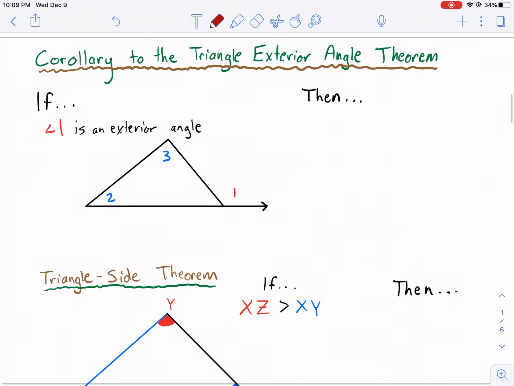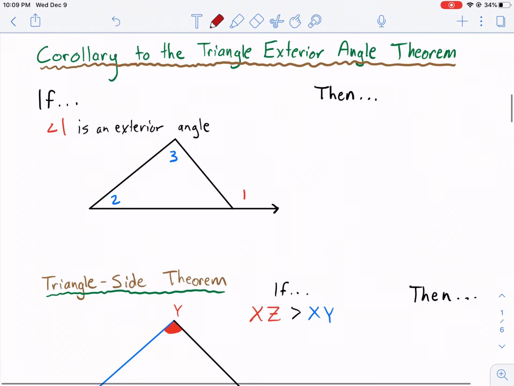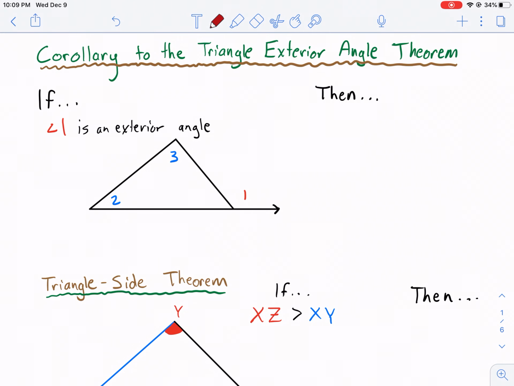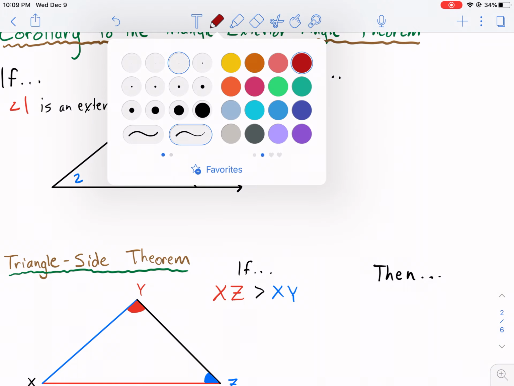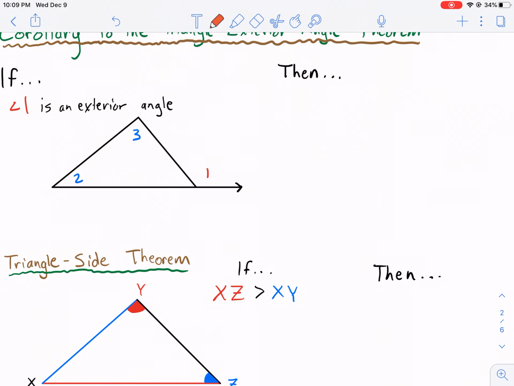So now you know. The corollary to the triangle exterior angle theorem. Okay, that's a mouthful right there. If angle 1 is an exterior angle, then what can we say? Well, we know this. This is one of our properties. We know that the exterior angle sum theorem says that angle 1 equals angle 2 plus angle 3. So that's kind of like in the back of our mind as we're thinking about this.